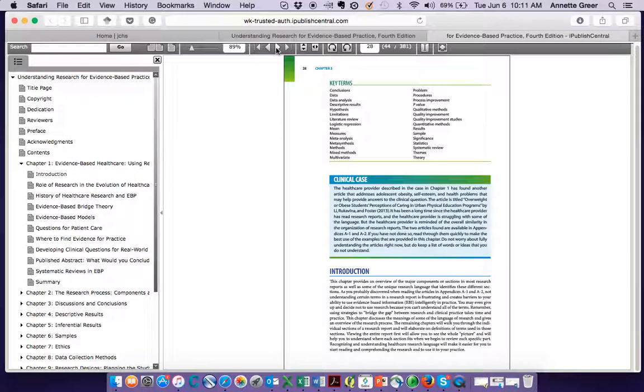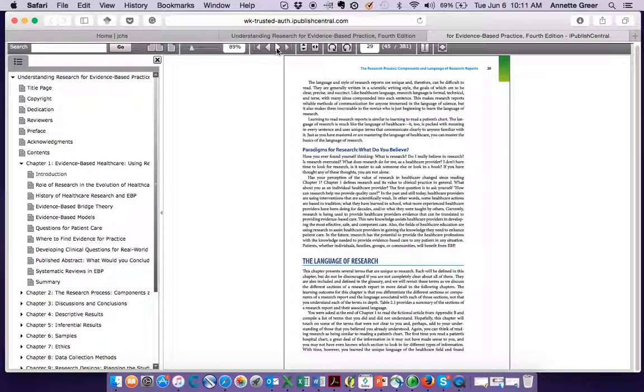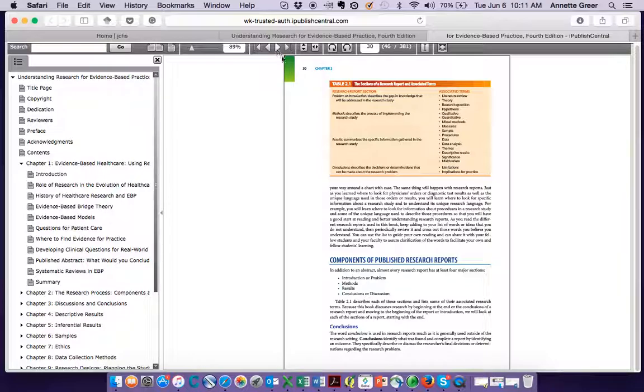The research process. Look at your terms. Make sure you understand those terms. Find those terms in your text. What do you believe? Again, the tables, research report section, the method section.